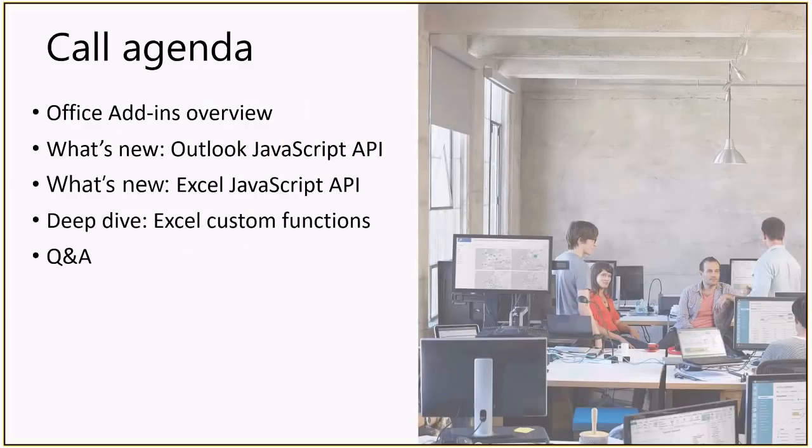All right, so in terms of the agenda today, we're going to kick off with a brief overview of the Office Add-ins platform itself. Doug's going to help us out with that. We'll talk a little bit about the Outlook JavaScript API and what's new there. Same thing for the Excel API, lots of new developments there in the last month or two, so we'll recap some of those new developments and take a look at what's coming next. And then our deep dive today is actually Excel custom functions.